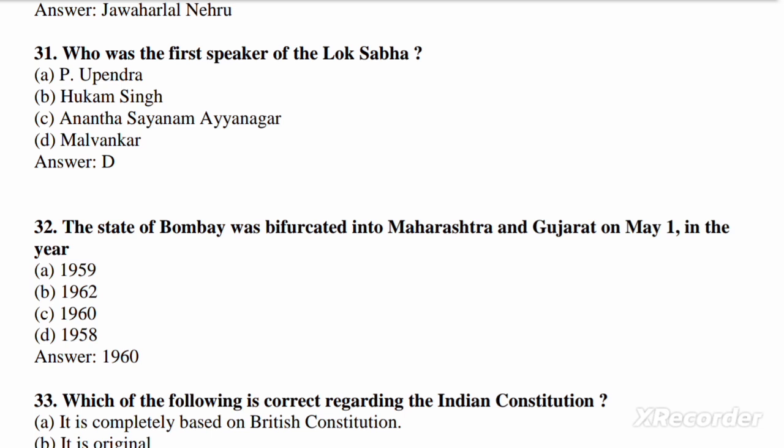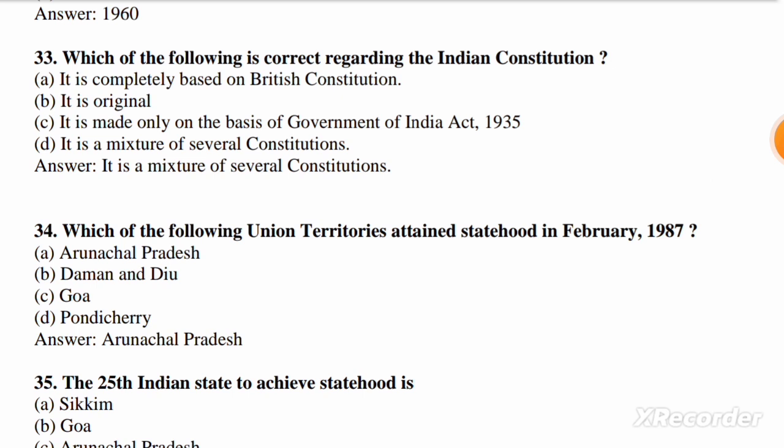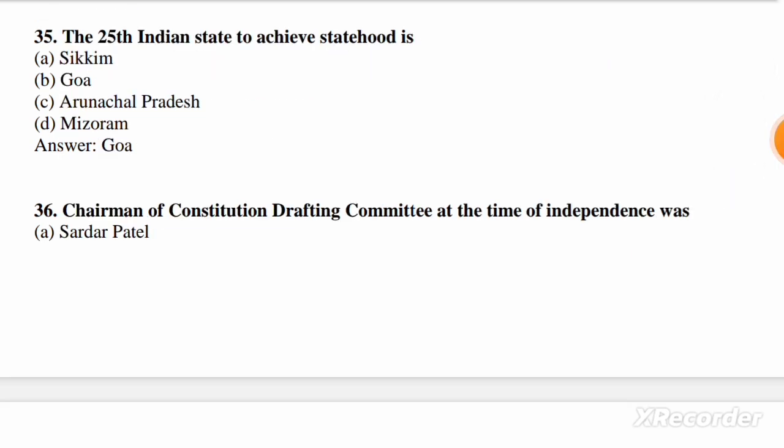32. The state of Bombay was bifurcated into Maharashtra and Gujarat on May 1, in the year 1960. 33. Which of the following is correct regarding the Indian Constitution? Answer: It is a mixture of several constitutions. 34. Which of the following union territories attained statehood in February 1987? Answer: Arunachal Pradesh. 35. The 25th Indian state to achieve statehood is Goa.